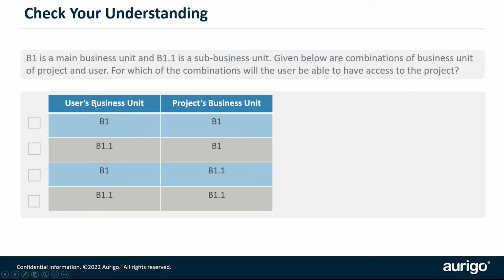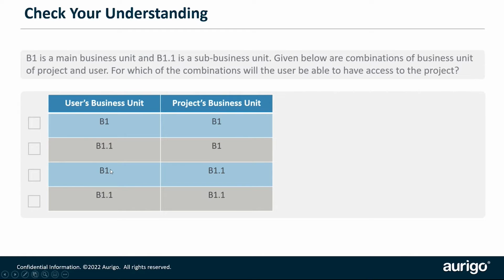So this user is part of a child business unit, whereas the project is part of a parent business unit. So in this case, the user cannot be invited to this project because the project is part of a business unit that the user is not part of, because the user is associated with a child business unit. So this option cannot happen. Second option cannot happen.